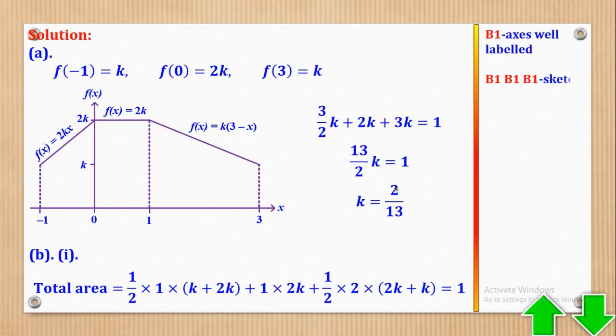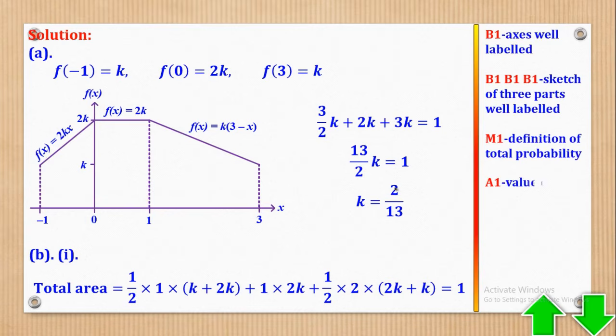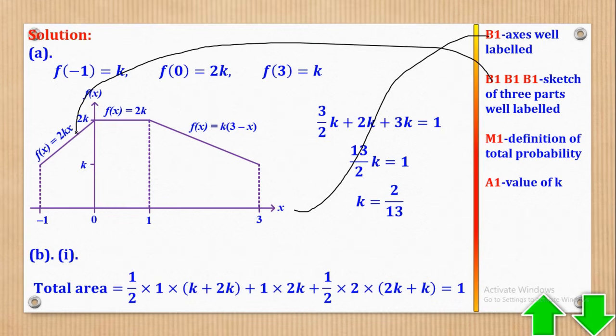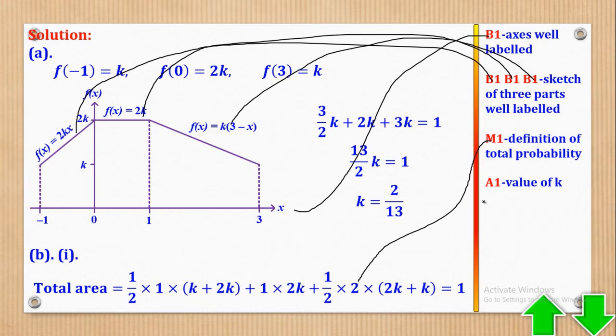Now let's see how marks can be awarded. B1 for axes, well labeled. B1 for the first sketch, which is well labeled first graph. B1 for the next, well labeled, and another B1 for the last one, well labeled. Then M1 for this definition, total area equal to 1, and A1 is for the value of k.